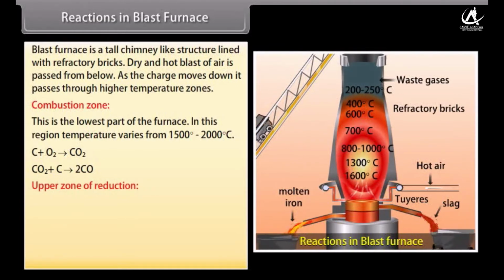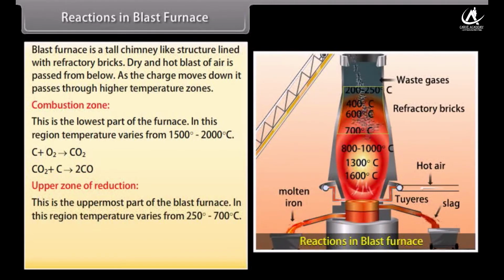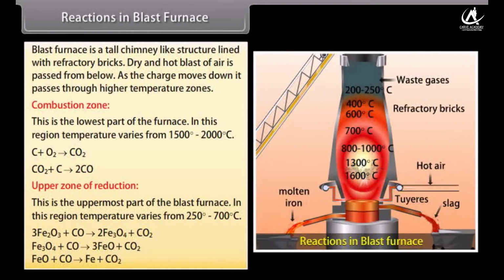Upper zone of reduction. This is the uppermost part of the blast furnace. In this region, temperature varies from 250 to 700 degrees Celsius. Here, carbon monoxide reduces oxides of iron into spongy iron.